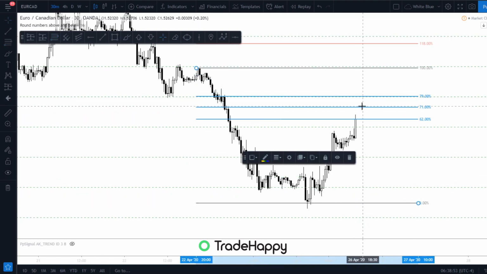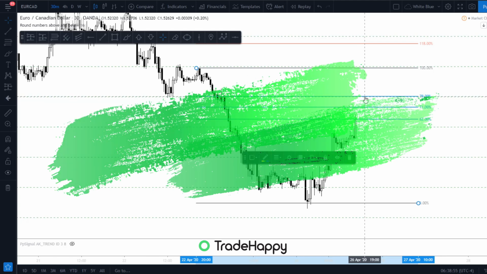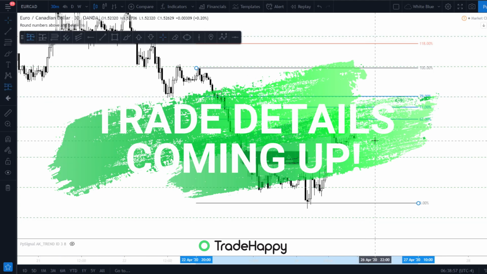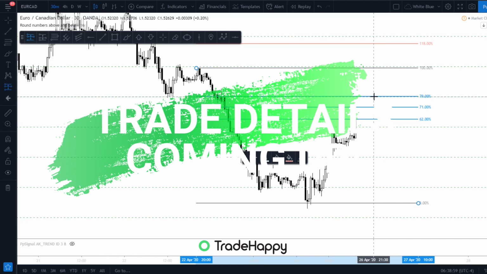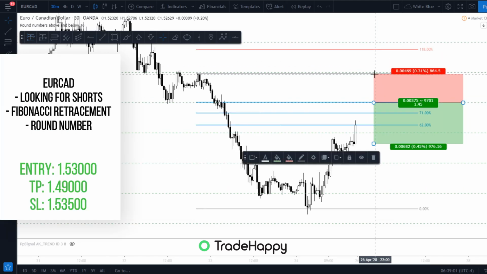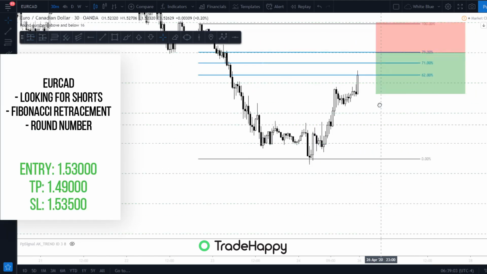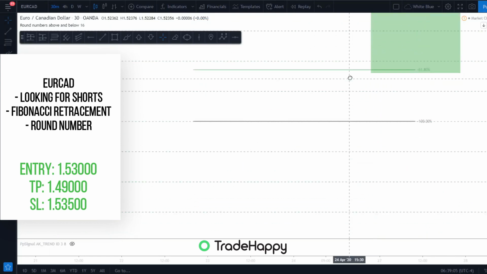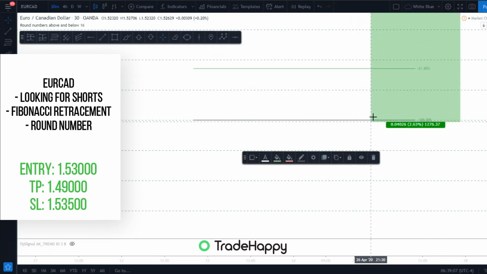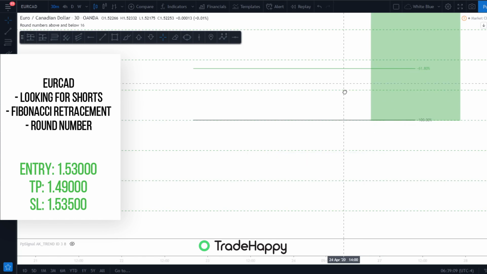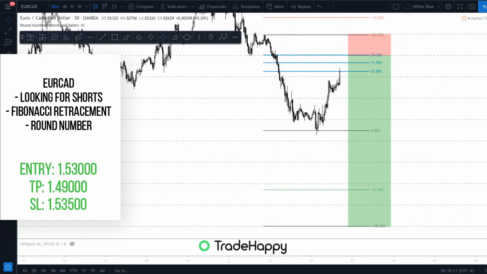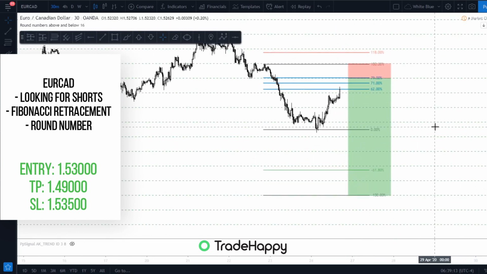If price can come up to this level here, but actually the 79% is probably a better trade because it's at the round number, and stop loss there at the next round number, and take profits down here perfectly at the round number. So all those round numbers line up beautifully, so hopefully that could be a really nice trade. Yeah, EURCAD's looking like a nice one.